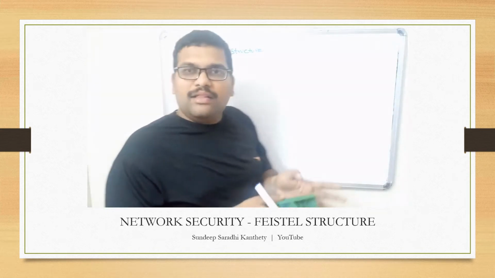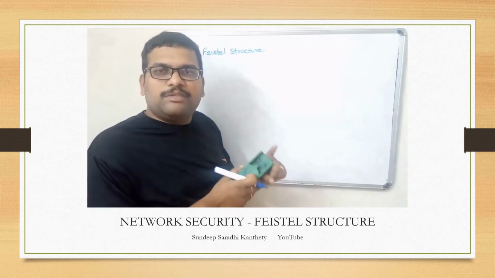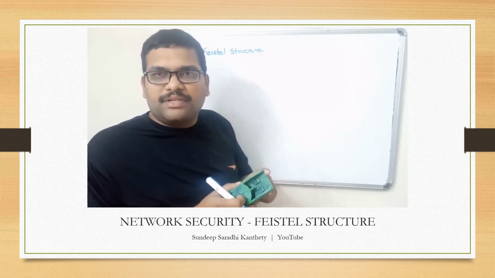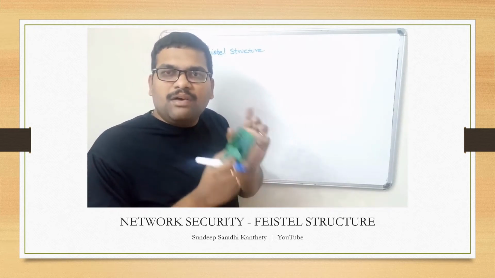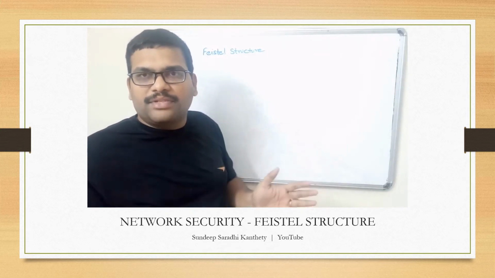So here in this Feistel structure, the first step is the plain text block is processed in two equal halves. So that means the first step is we have to divide the plain text in two halves, two equal halves.